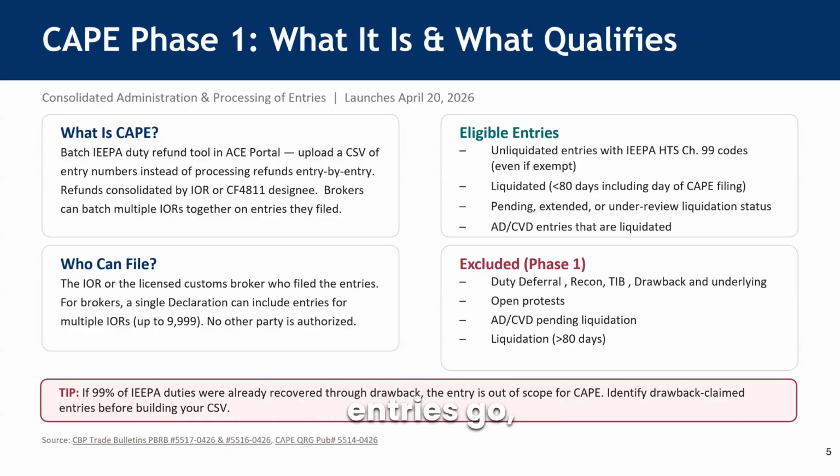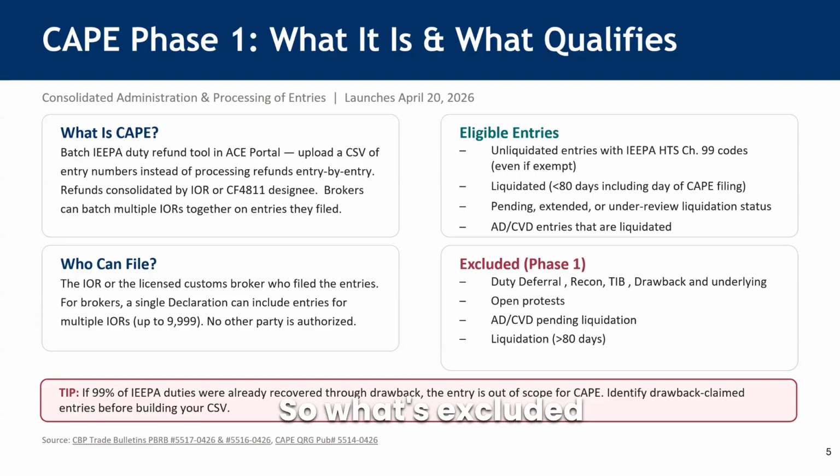Then, as far as eligible entries go, liquidated entries are also fine, but they have to be less than 80 days, including the date of the CAPE filing. So if you're filing today, April 20th, very important day, I'm wearing green, because I just feel like it's power money color, since people are filing for refunds, I thought it would be appropriate. So any entry that has been liquidated within less than 80 days, including the day of the CAPE filing, could also be included. Any entry that has a pending or extended or under review liquidation status also are included, and AD/CVD entries that are liquidated can also be included. I don't know if you have any, but if they're liquidated, they can be included.